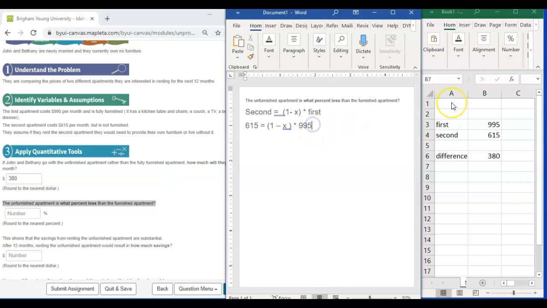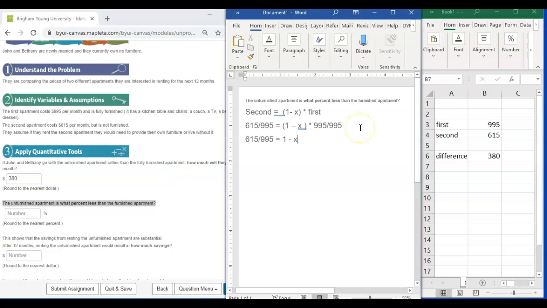Okay, so I'm going to divide this side by 995, and I can't just divide one side of the equation without dividing the other, or it'll change the value of the entire equation. So I need to divide both. 995 divided by 995 cancels out to be 1. And 1 times whatever this is over here is just whatever is left. So we get 615 divided by 995 equals 1 minus X.